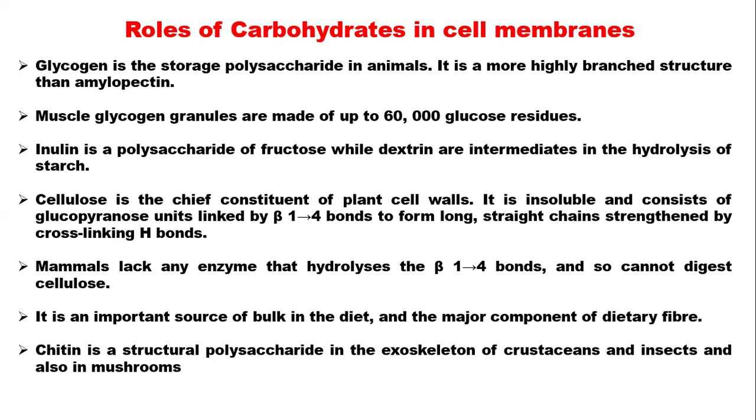Chitin is a structural polysaccharide found in the exoskeleton of crustaceans and insects, and it is also found in mushrooms. So it is found in the exoskeleton of some insects, like cockroaches, in spiders, in all those animals that have an exoskeleton. It's usually insects, right? So chitin is found in them, flies and so on and so forth.